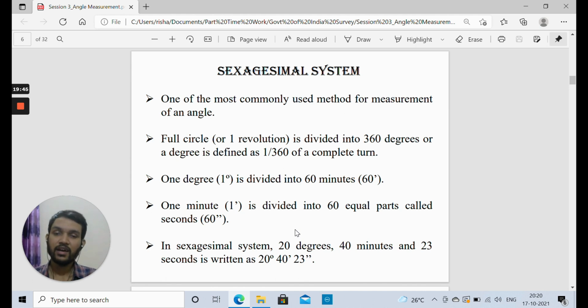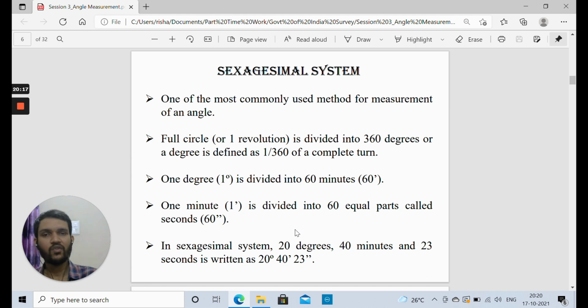So if we want to report an angle, it is shown as I have shown in the last bullet point, as you would already know. Suppose we have to write a particular angle in the sexagesimal system, of the form 20 degree, 40 minutes and 23 seconds. It will be written as shown: 20 degree is written at the top, then 40 minutes is shown by one dash, and 23 seconds is generally reported with two dashes.